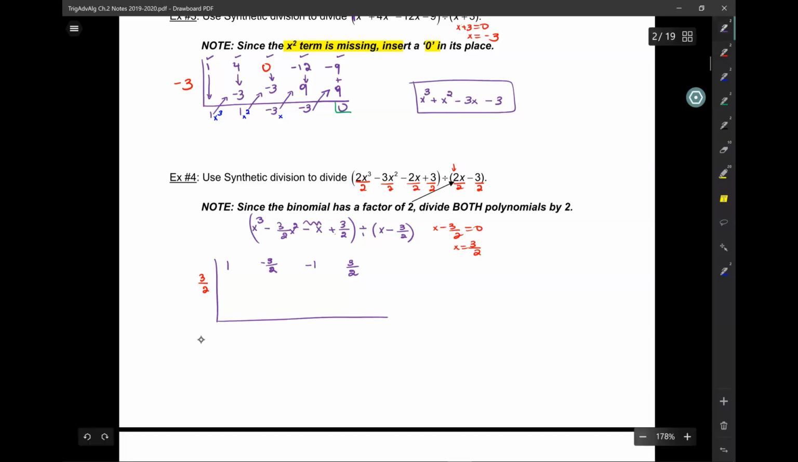Okay, 1 comes down. Multiply by 3 over 2. 1 times 3 over 2 is 3 over 2. Now, negative 3 over 2 plus 3 over 2, hey, that's 0. Multiply, you get 0.